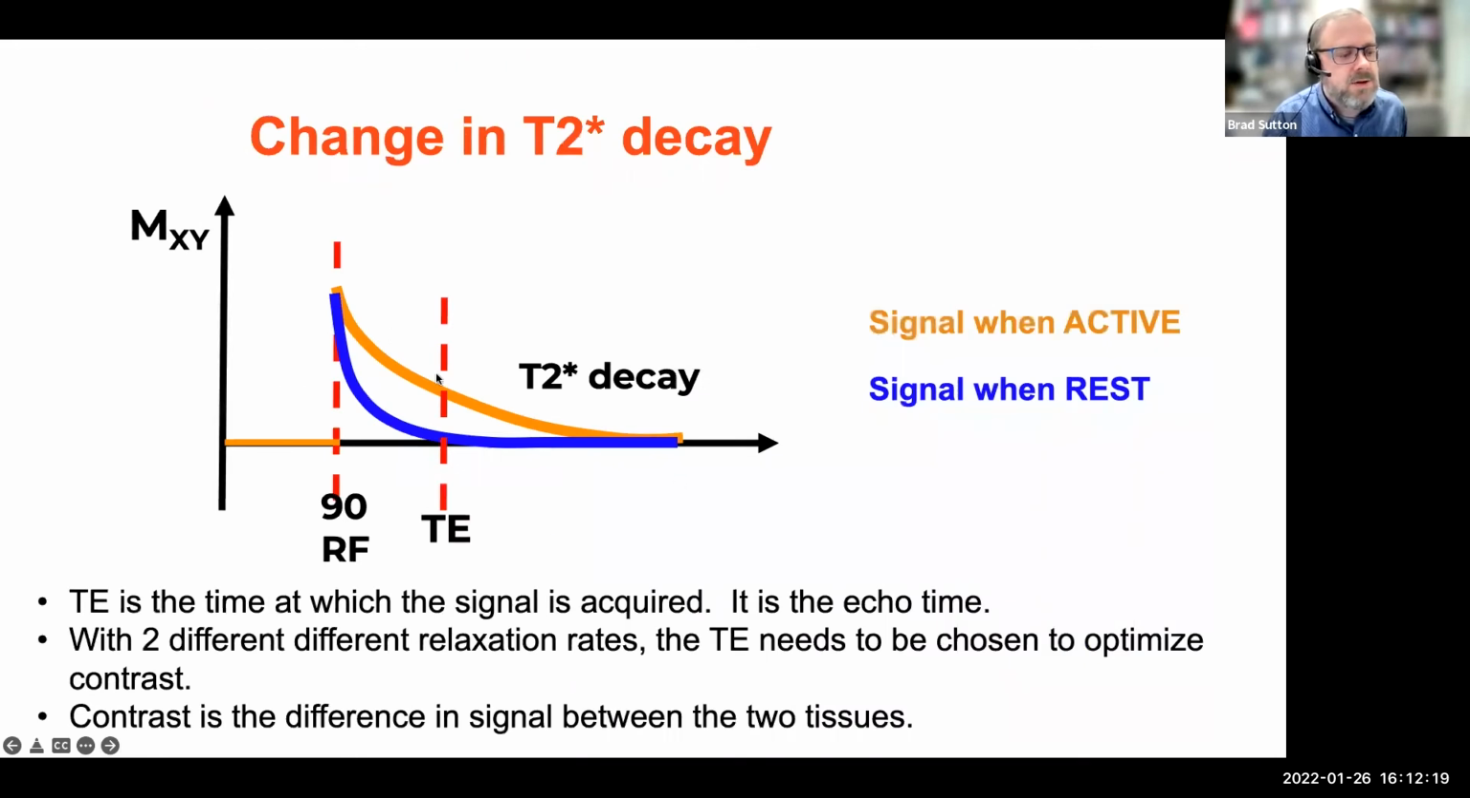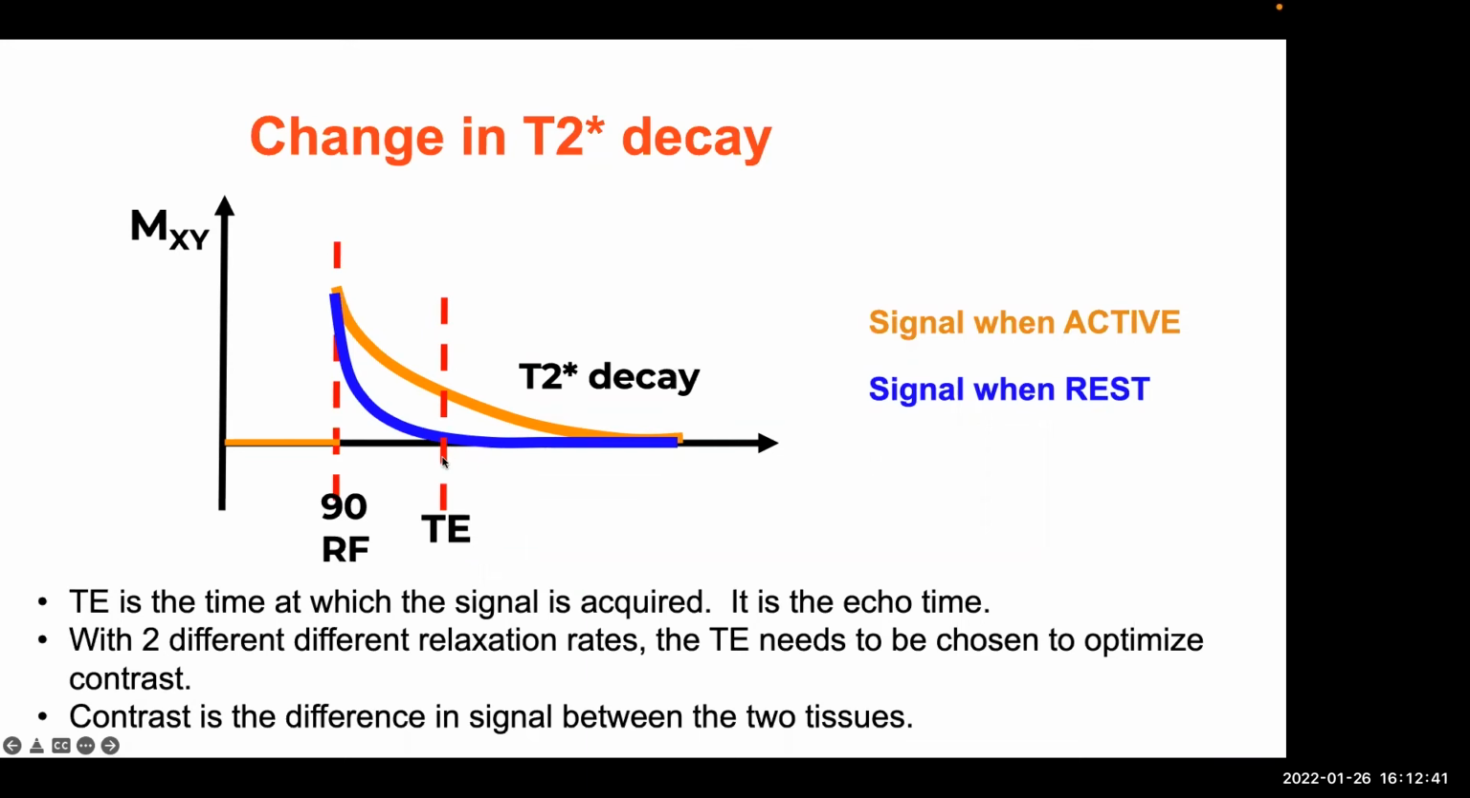So it turns out when they're active, the magnetic field is more uniform, and we excite them and we let them decay away, and we image sometime later at our echo time, TE, and we're going to have a high signal. But when they're at rest, they have deoxygenated hemoglobin, they get out of alignment really quickly, we excite them and they decay really quickly. And when we image at this TE, they've lost their signal.